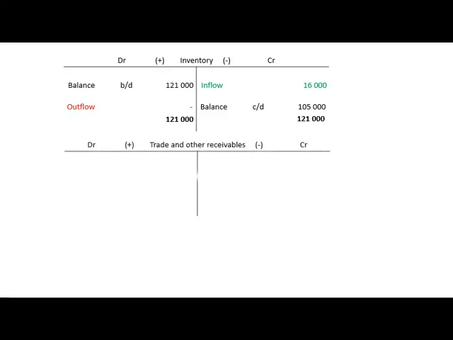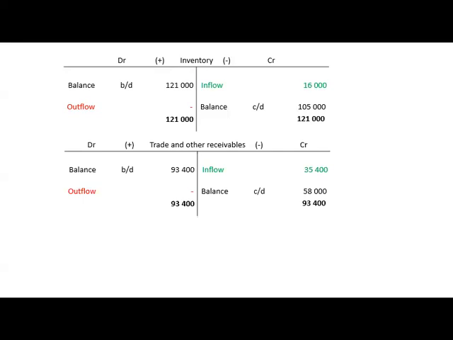Similarly, this side, in trade and other receivables, it is an asset account. You will start with your opening balance, excluding sales income tax, and closing balance, excluding sales income tax. The balancing figure here is still on the credit side. If the balancing figure is on the credit side, it is an inflow. If it is on the debit side, it is an outflow. Okay, this is when you don't want to think, you just want to make sure you get this one right.